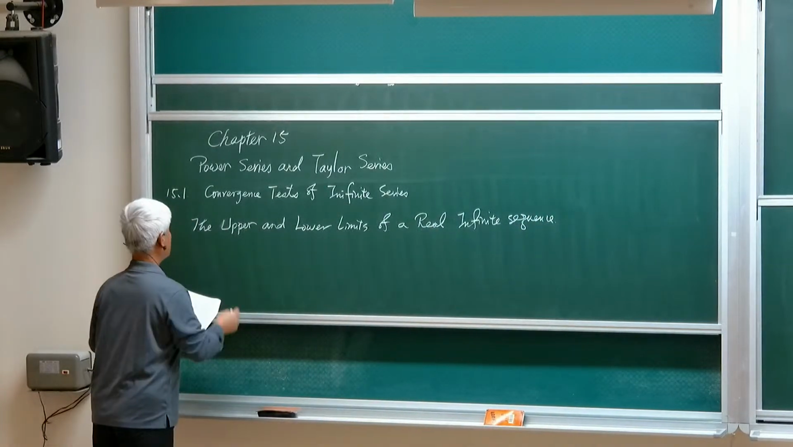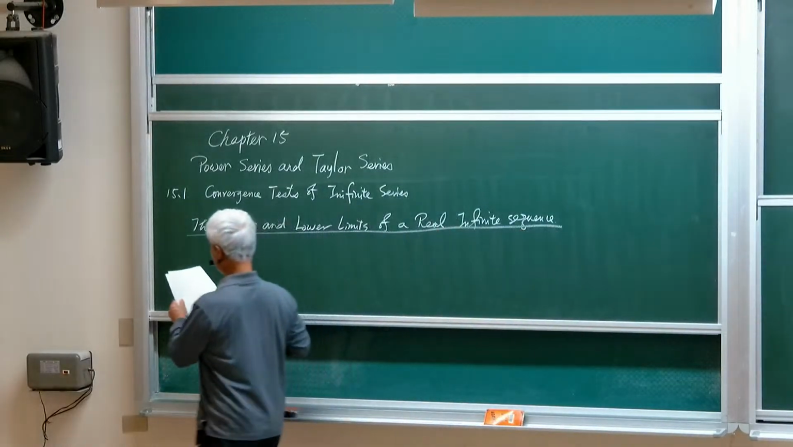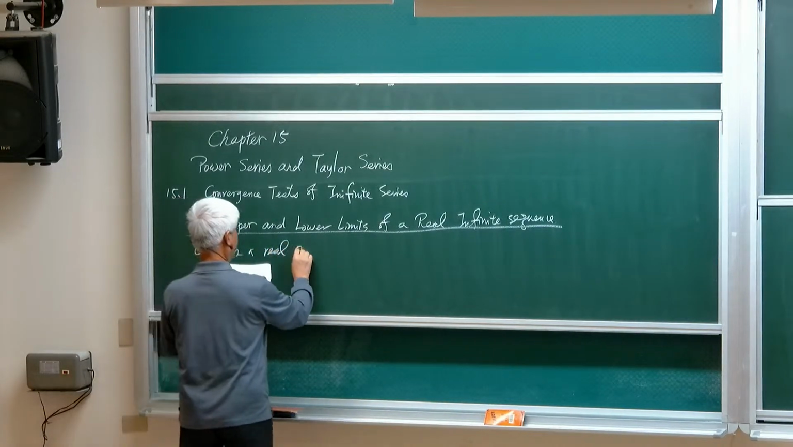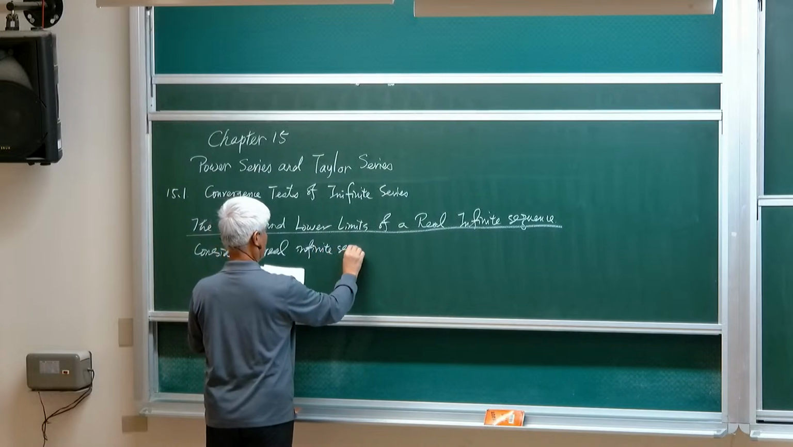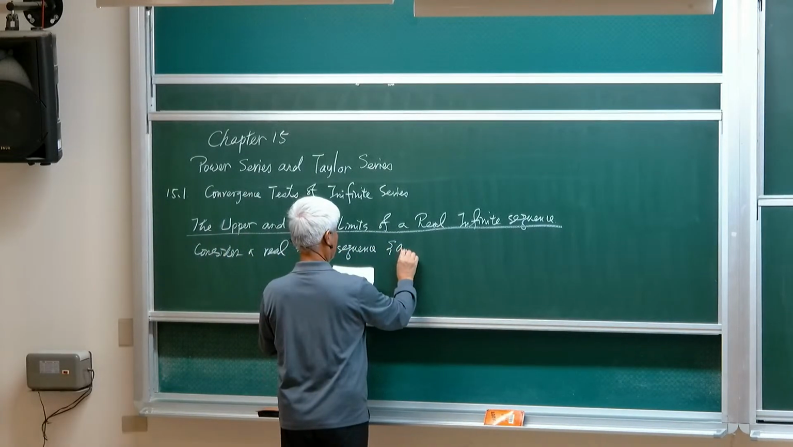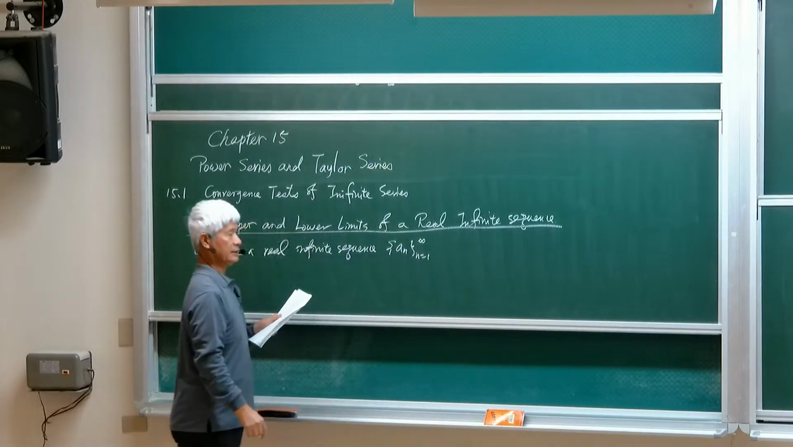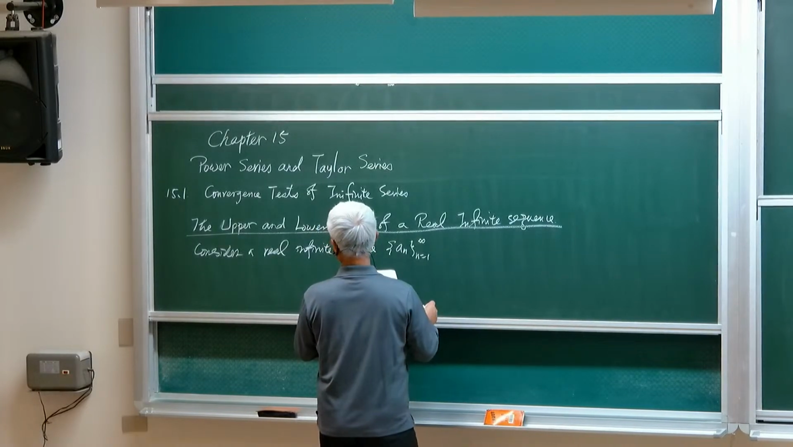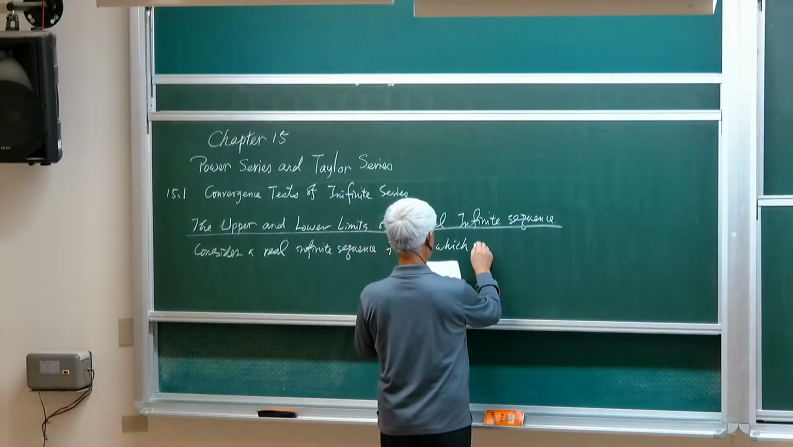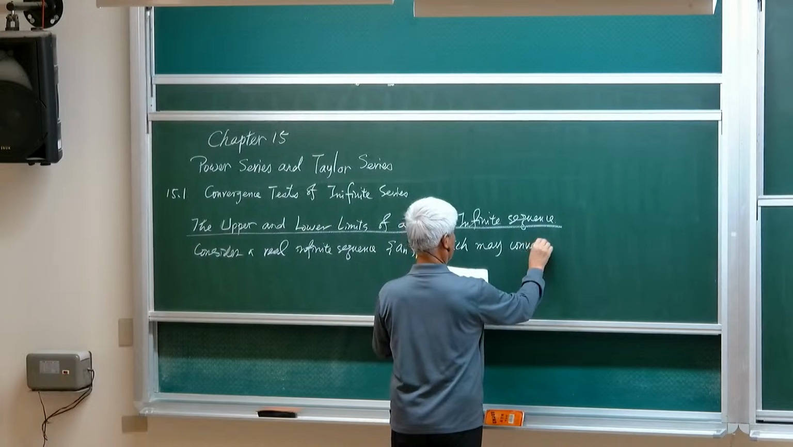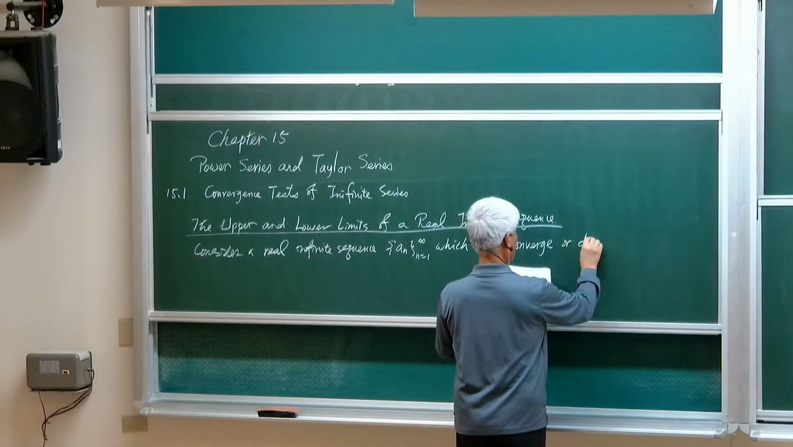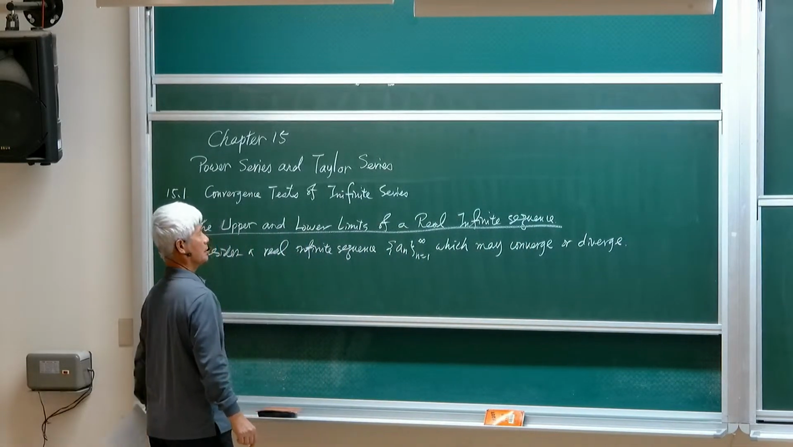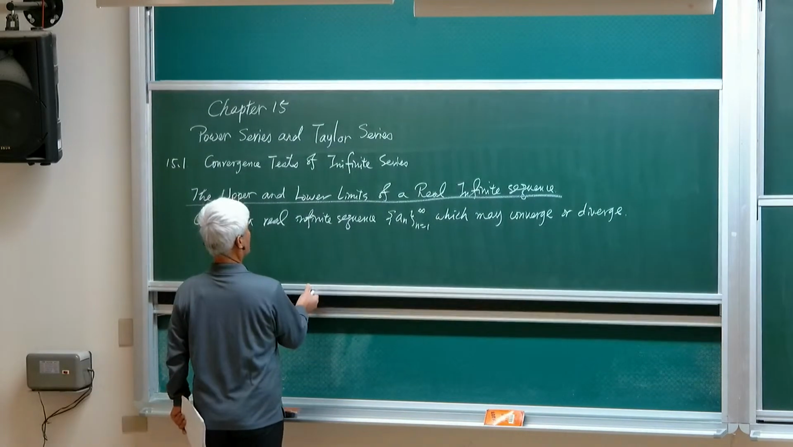Okay, so we consider a real infinite sequence a_n, the index n from 1 to infinity, which may converge or not, or diverge. So it's just an arbitrary sequence.